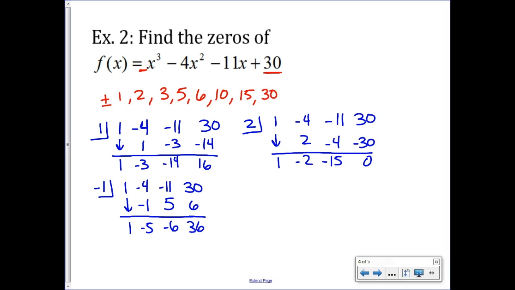So that means if we found 2 is a 0, then we have x minus 2 is one of our factors. And then we have x squared minus 2x minus 15.